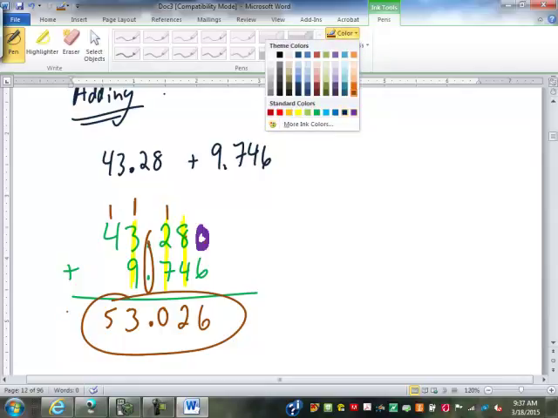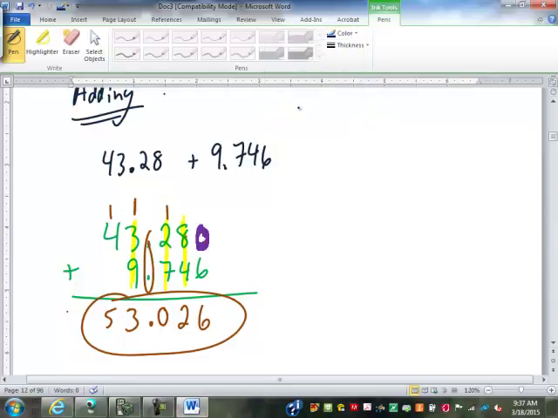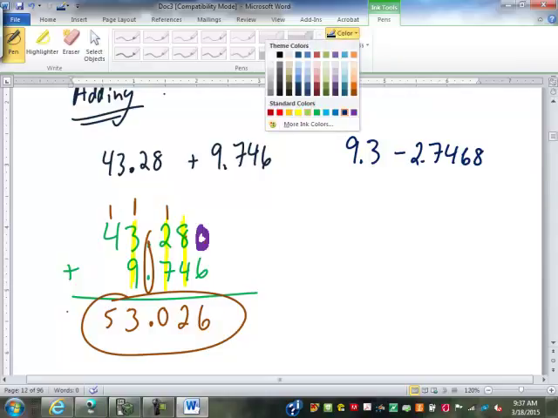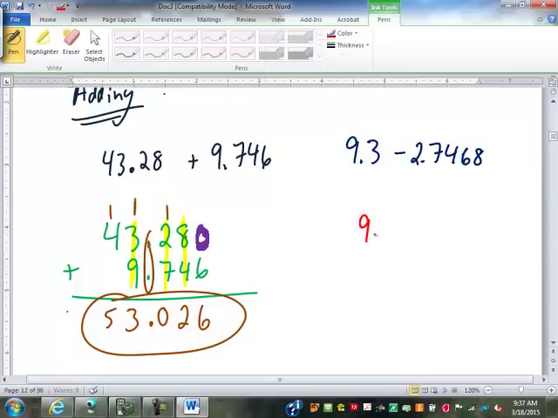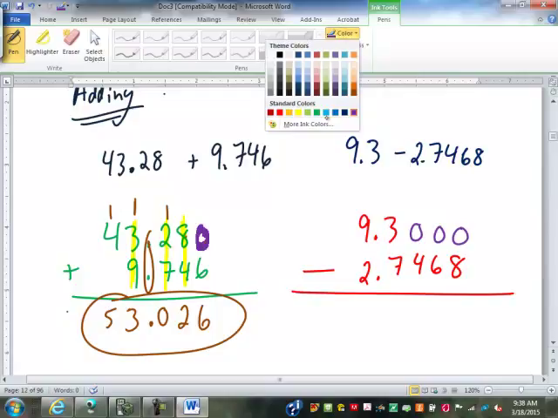Subtraction is the same way. You have to line up the decimal point. So I'm not going to bother you with a lot of examples of subtraction. I'm just going to jump to something like this: 9.3 minus 2.7468. So when I go to set this up, I still make sure I line up the decimal point. Now I have to fill in the missing zeros here. 1, 2, 3 of them in this case.